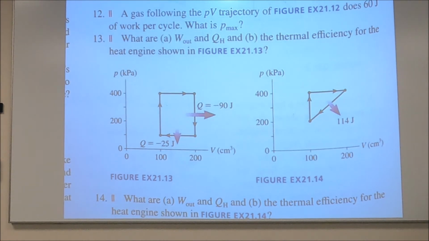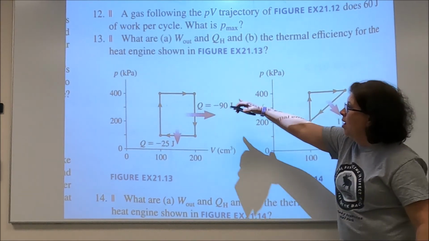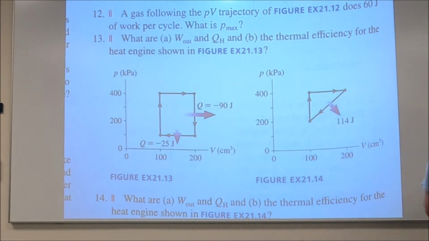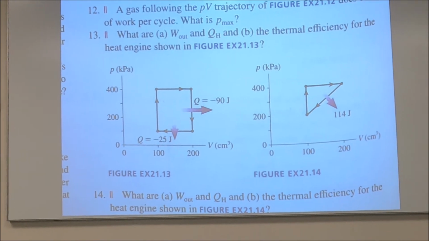Okay? Q hot would be work out plus QC. Well, 60 joules plus 90 joules in this process and 25 joules in that process. The negative sign is giving you direction of flow. It's telling you it's QC. So I have 60 plus 90 plus 25. QH is 175 joules. Okay, guys?